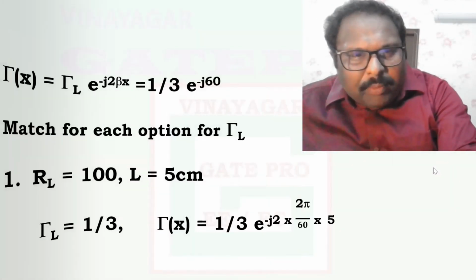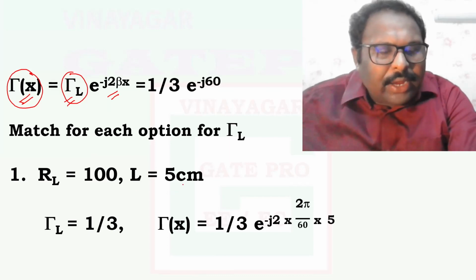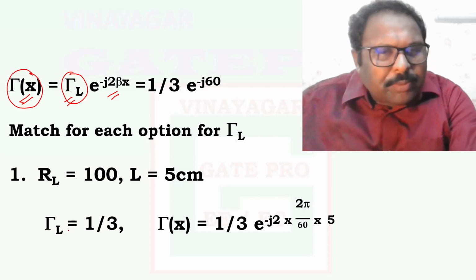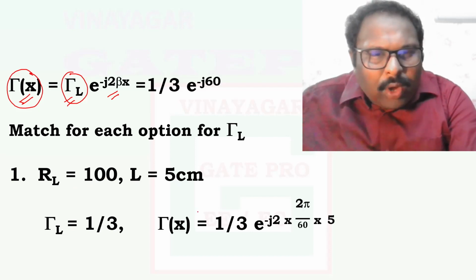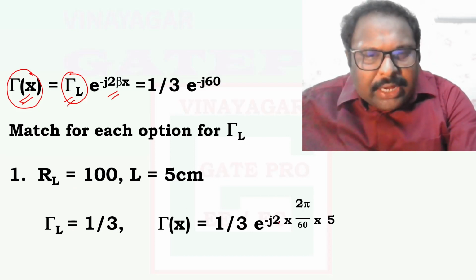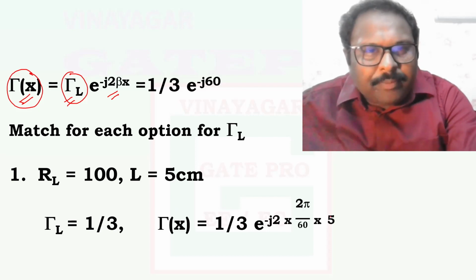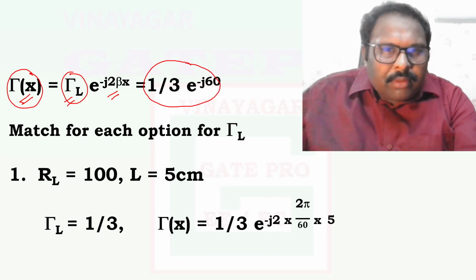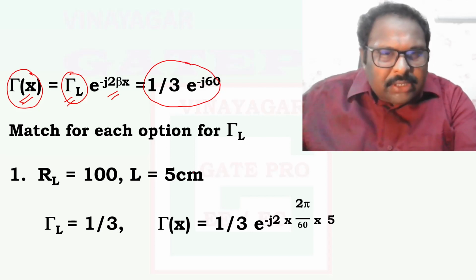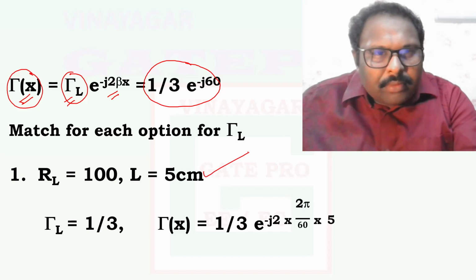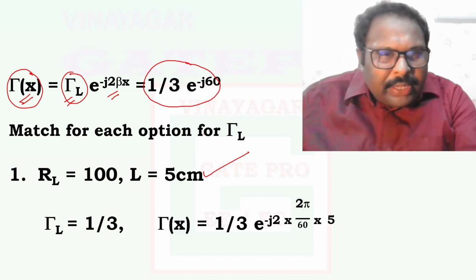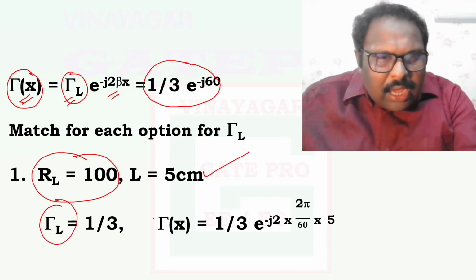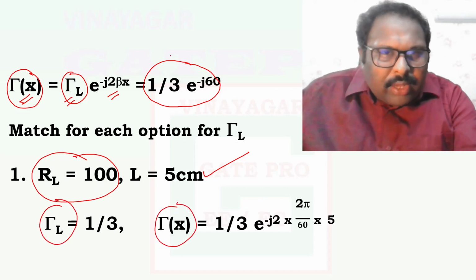Now substitute in this formula for RL equal to 100 and L equal to 5. First of all, RL being 100, gamma L is plus 1 by 3. So 1 by 3 into e power minus j into 2 beta into x, being 5 centimeter. Is it giving me this value or not? Yes, it is giving this. That means this is satisfied. So for the new load, gamma at the new load is this, and I will get the gamma of x, which is what I want.